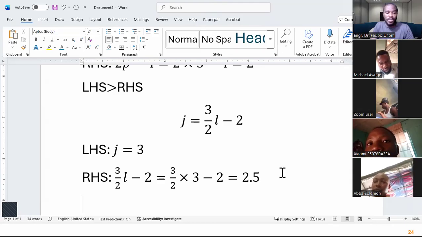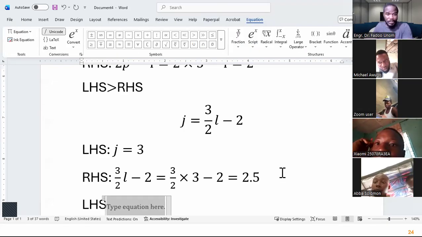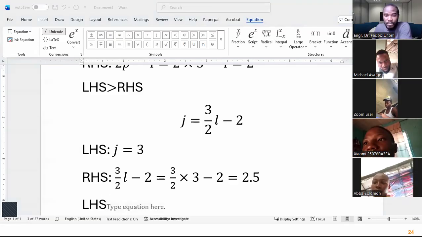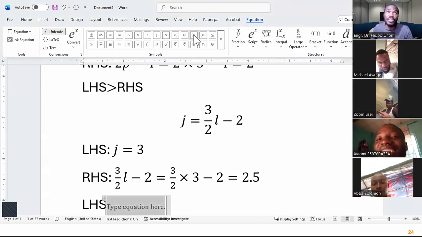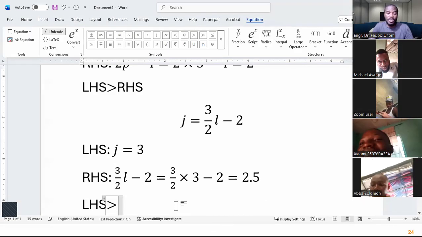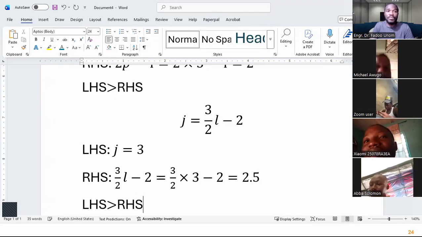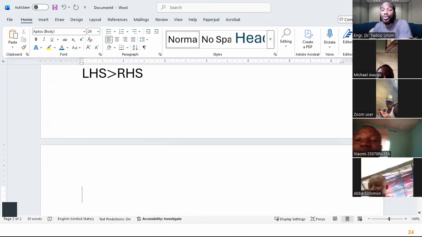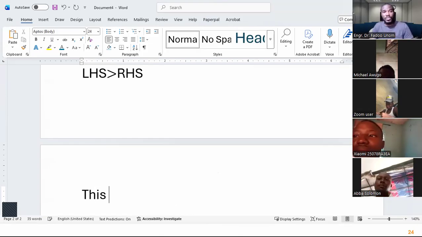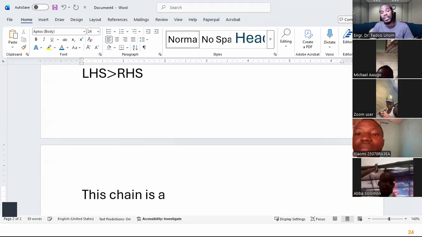So for this second arrangement, please mute yourselves. For this second arrangement, you can also see that the left-hand side is greater than the right-hand side. And so we can conclude that this chain is a locked chain.